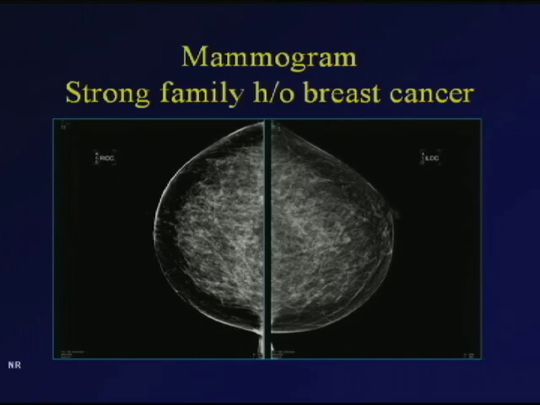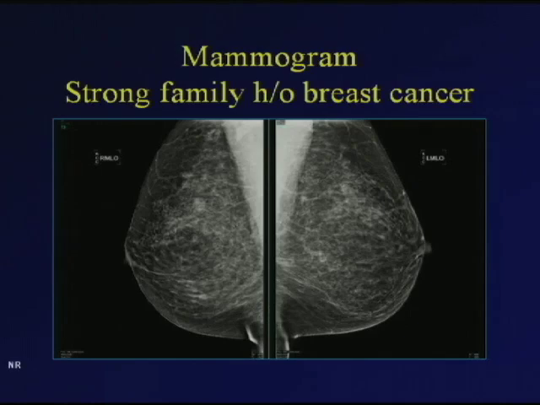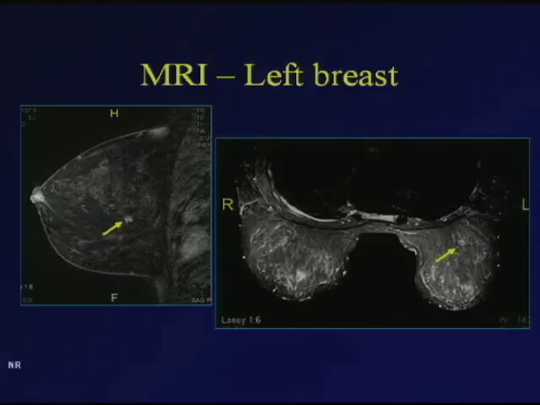Now here's a patient with a strong family history of breast cancer. She has scattered fibroglandular densities in both breasts. Don't really see anything particularly worrisome in either breast. But we did an MRI as a screening procedure in this patient with her strong family history.